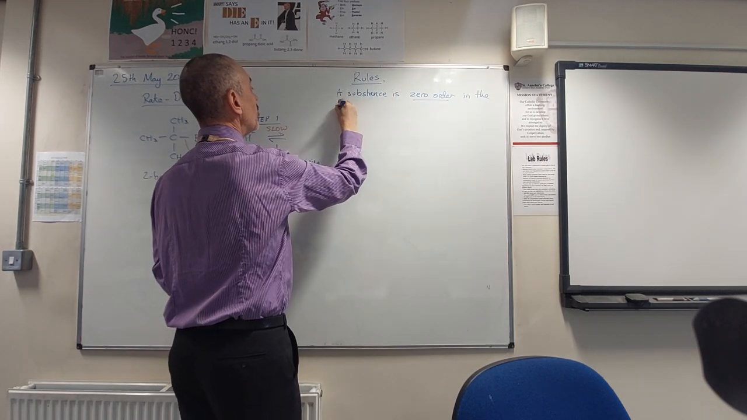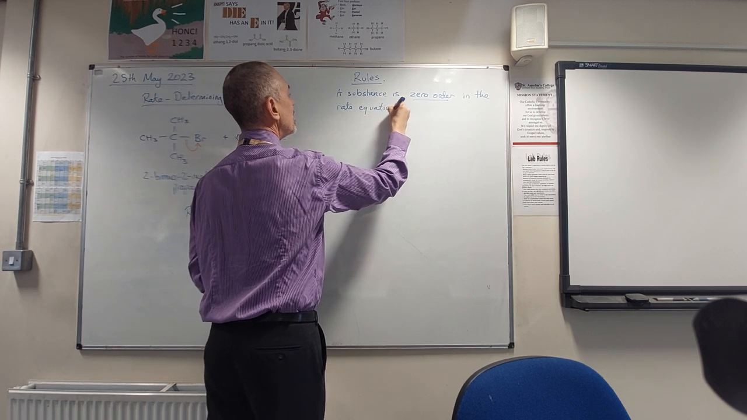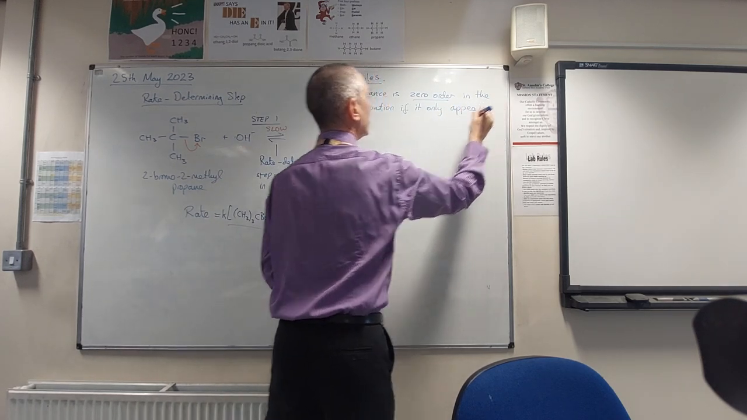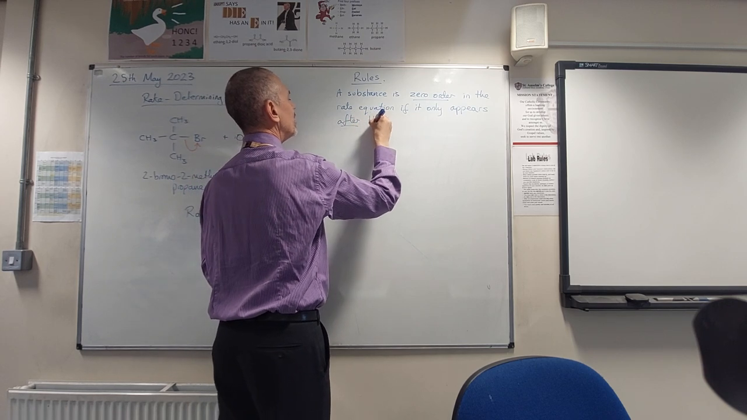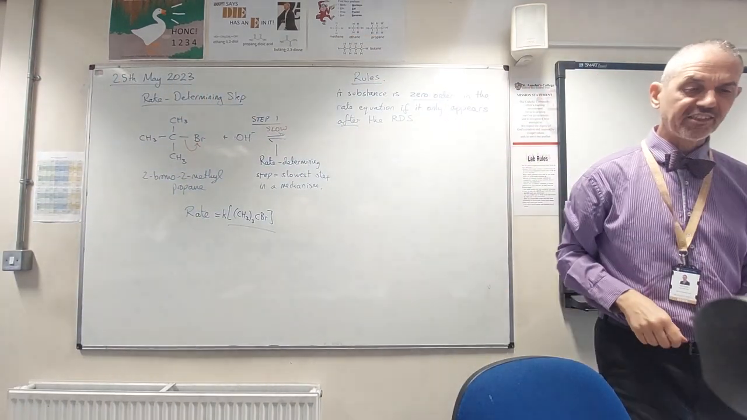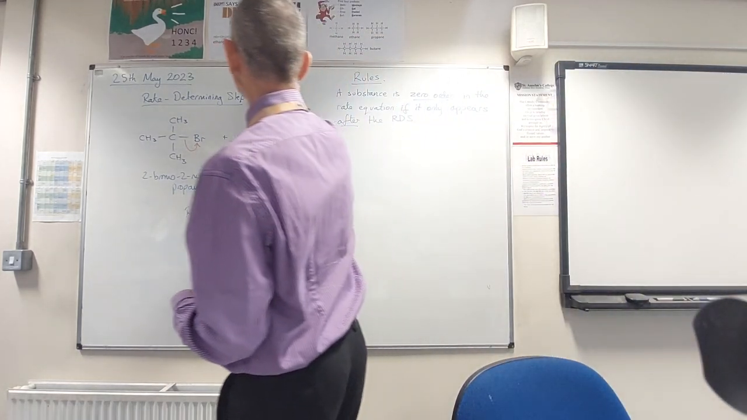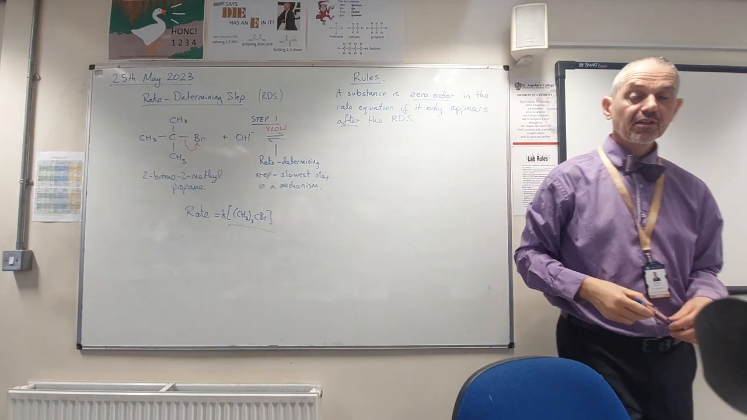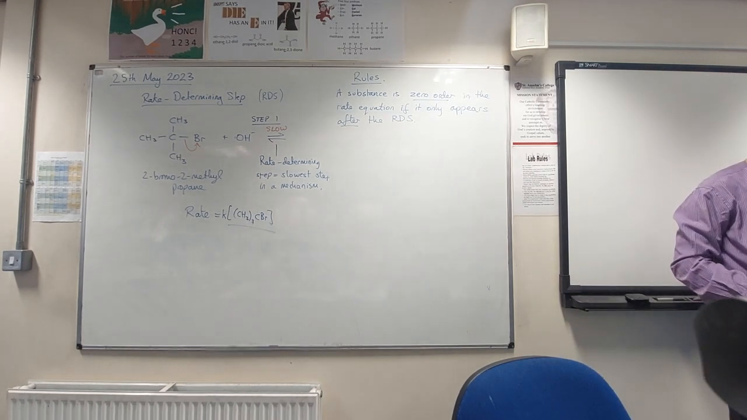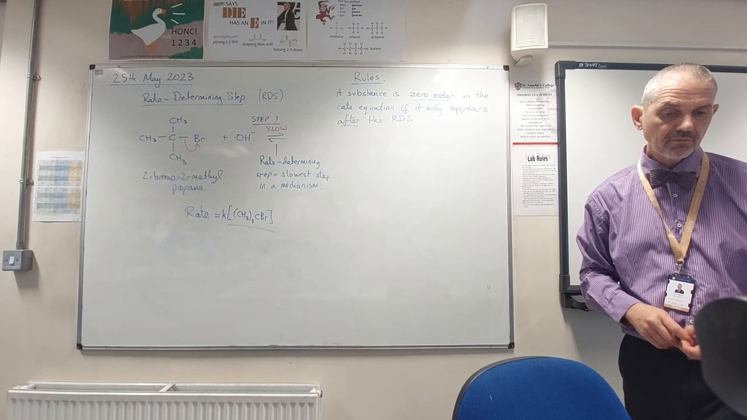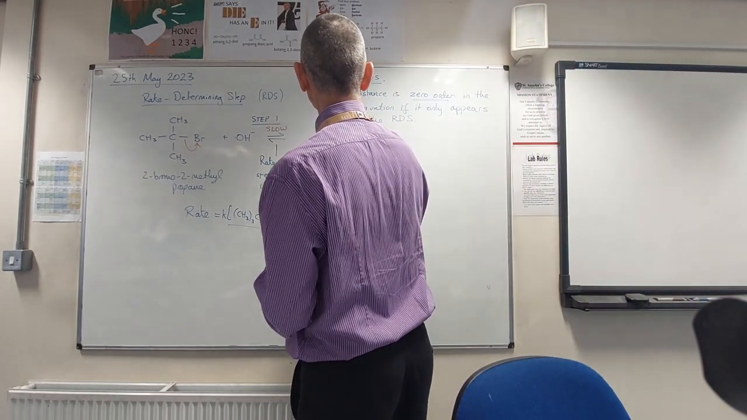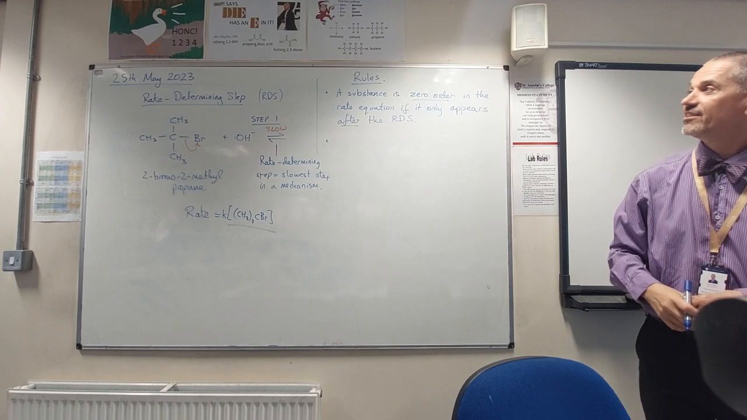So a substance is zero order in the rate equation if it only appears after the rate determining step. Can I call that RDS for the moment? I don't know if that's an appropriate shorthand to use in the exam, but since we've written a title up there, we can get away with that. So a substance is zero order in the rate equation if it only appears after the rate determining step. If you have one that appears before and after, it's not zero. Okay, that was rule number, well, I think it should be rule zero, actually, because it's zero order.